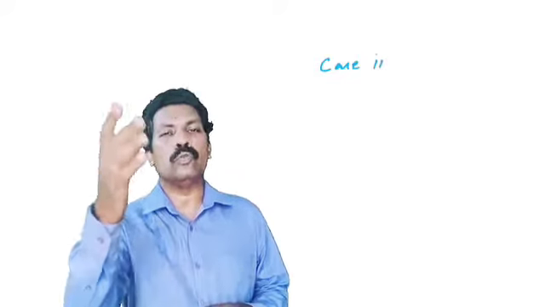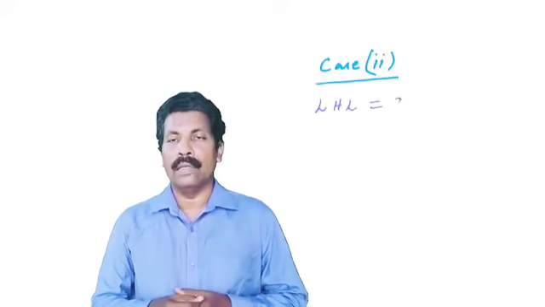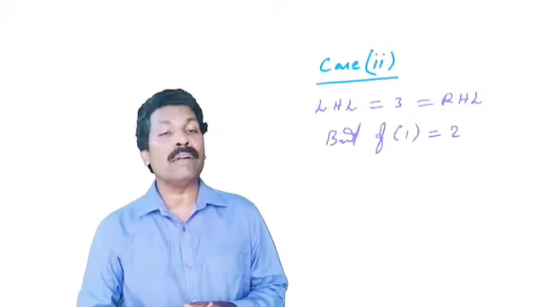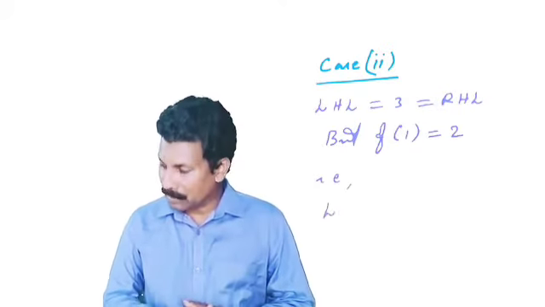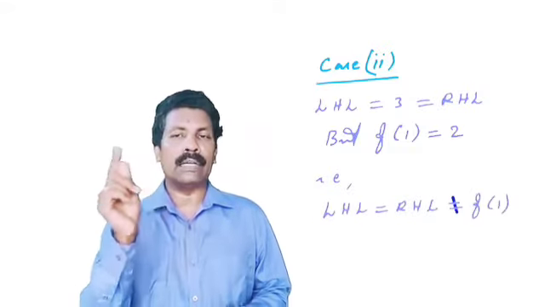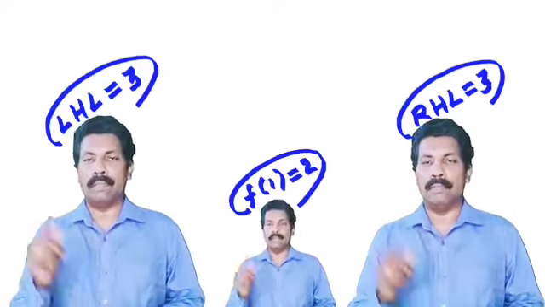And in case 2, what was LHL? LHL is equal to 3 is equal to RHL, but f(1) is equal to 2. That is, in case 2, LHL is equal to RHL, but not equal to f(1).